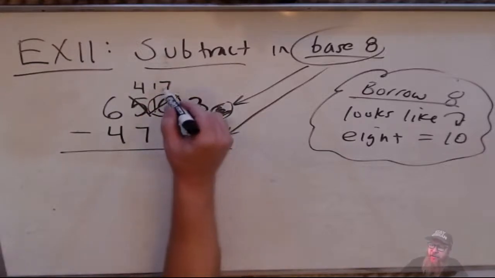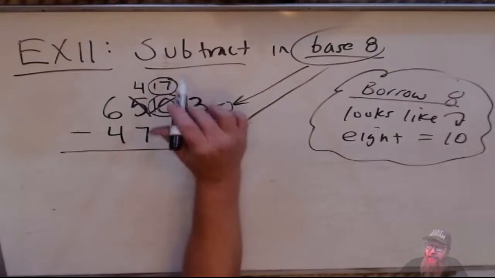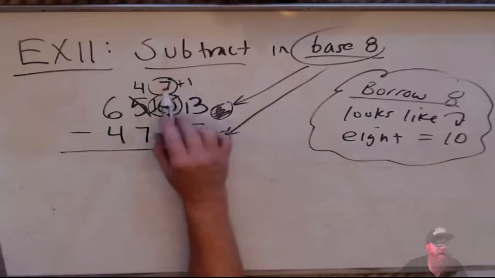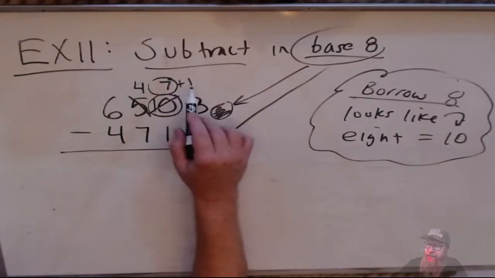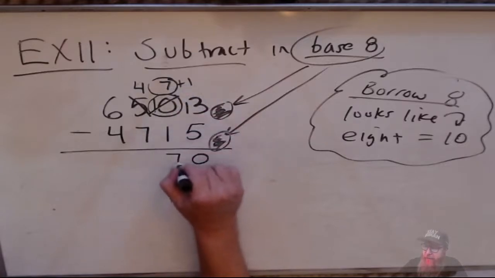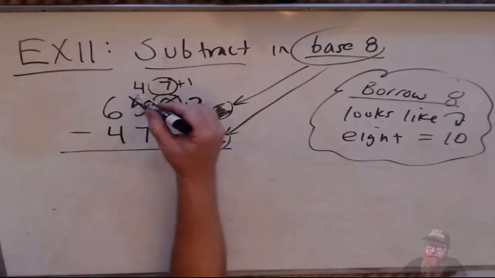Now again, this looks like 17, but it's not. It's actually 8. It's 7 plus 1. So this is actually 8. So 7 plus 1 is 8. 8 minus 1 goes back to being 7. All right, let's try that again.